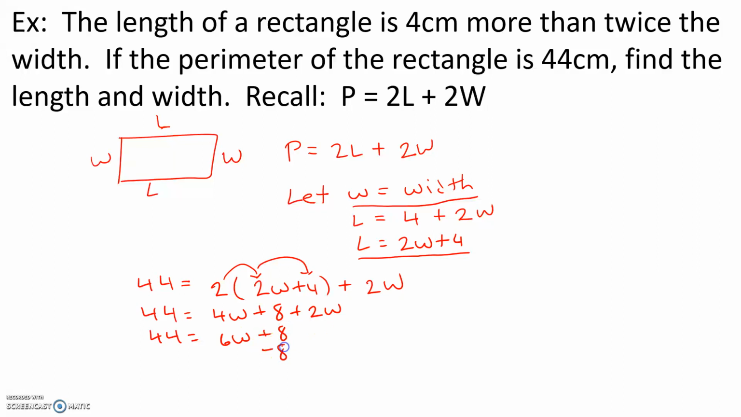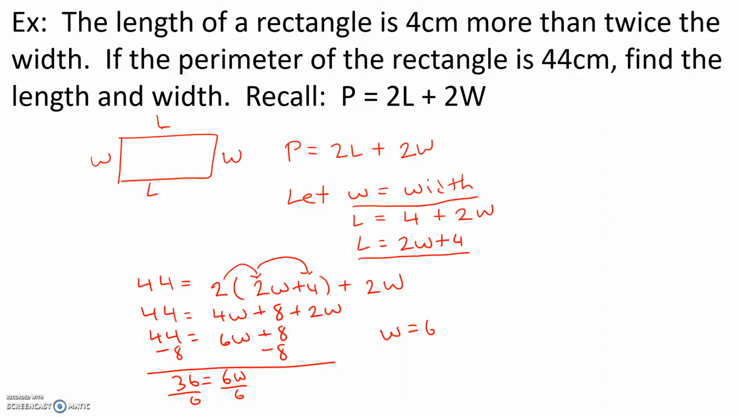We now subtract 8 from each side, giving us 36 equals 6w. And if we divide both sides by 6, we get w equals 6. Now, once we know that w equals 6, that's only part of the question. The question is saying find the length and the width.